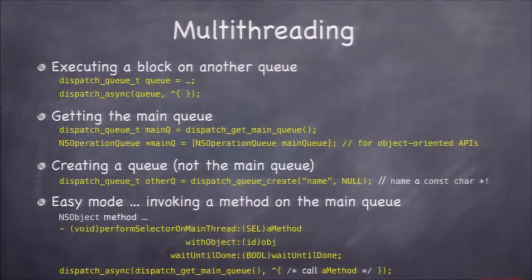So this performSelectorOnMainThread is just like saying dispatch async onto the main queue a block that just calls that method. Okay? That's all it really is. But it's just kind of easy mode. It looks nice. You don't have to do the dispatch async business. But you have to be able to have one method to call. You put all the stuff you want to do in one method. So let's look at an example that uses this, okay?